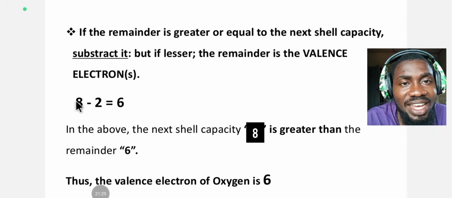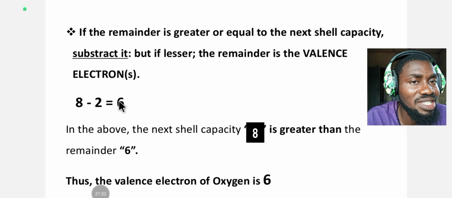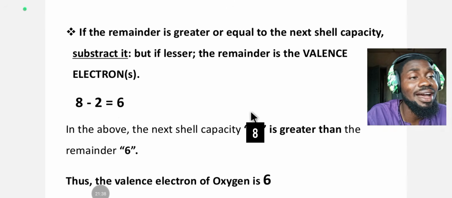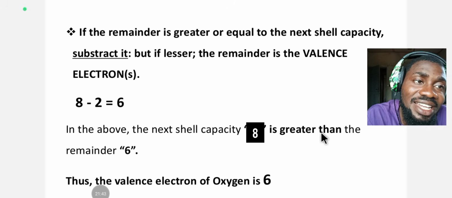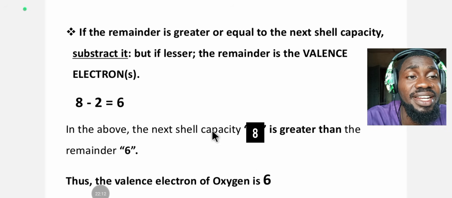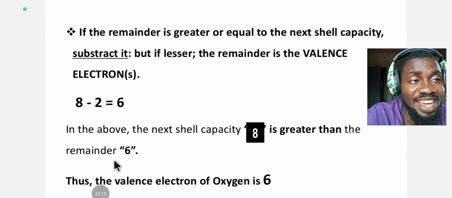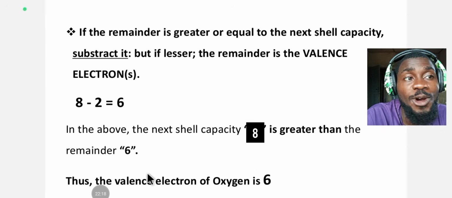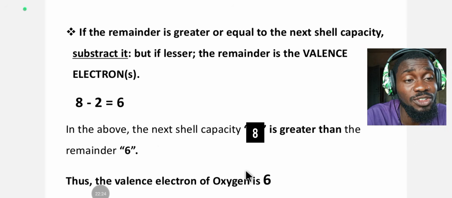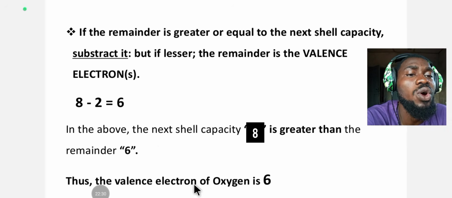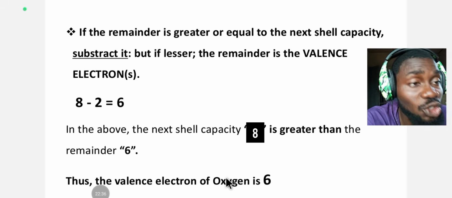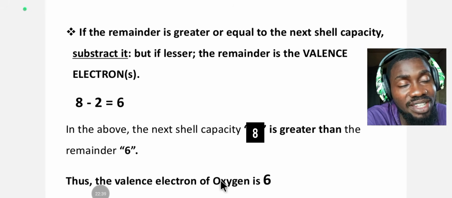So 8 minus 2 is equal to 6. In the above, the next shell capacity is 8. So the question is, is 8 greater than the remainder we have here, which is 6? Because the next shell capacity is greater than our remainder 6, it means that 6 is the valence electron of the element, which is oxygen, the element with atomic number 8. Thus, the valence electron of oxygen is 6. So, other than drawing an orbital diagram, this is the shortcut, the easiest way to get the valence electron of the element.